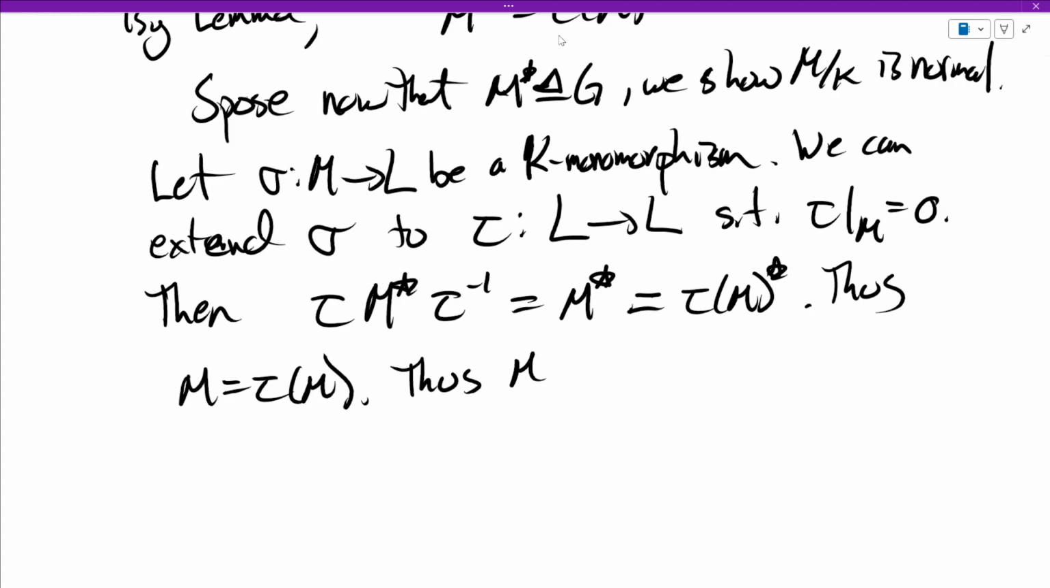M over K is normal. Extensions that you cannot escape are normal in this situation. All right, so that's the proof of 4.